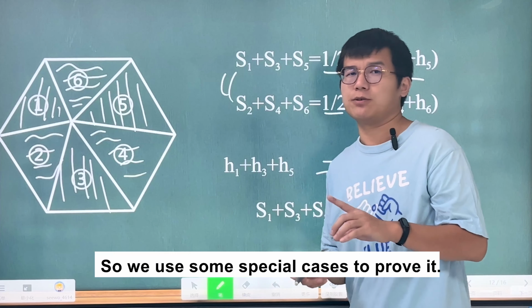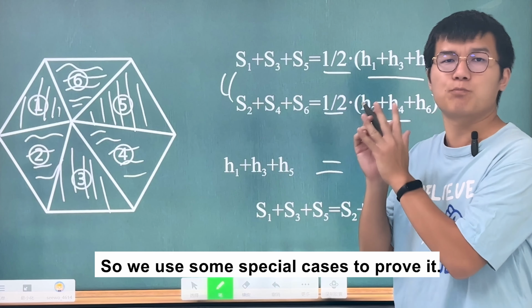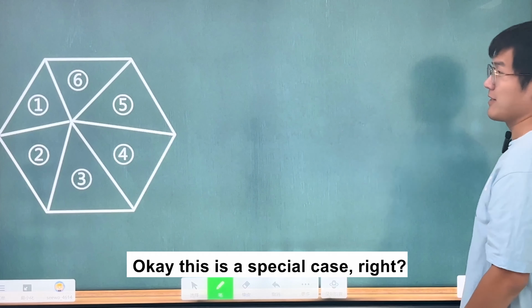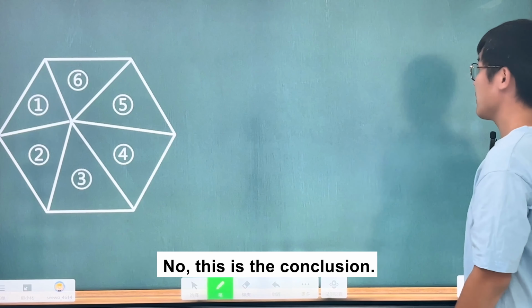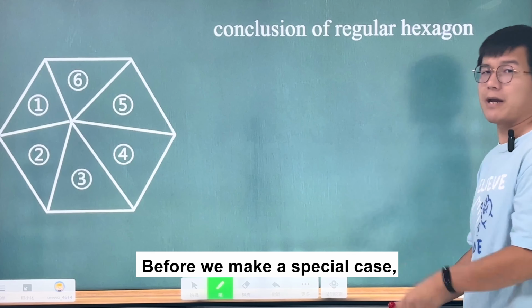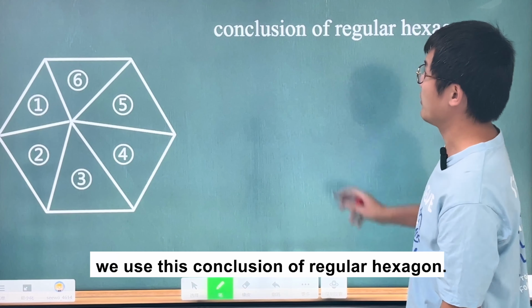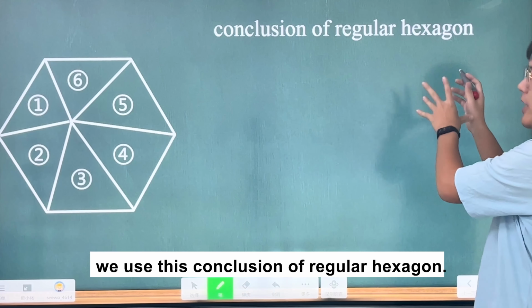We don't know, so we use some special cases to prove it. Okay, this is a special case. Right? No, this is the conclusion. Okay, before we make a special case, we use this conclusion. Conclusion of regular hexagon.